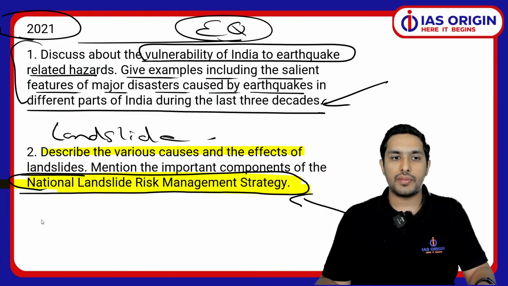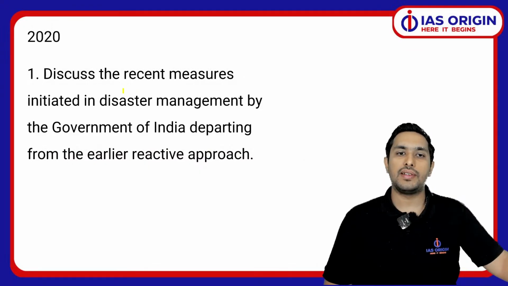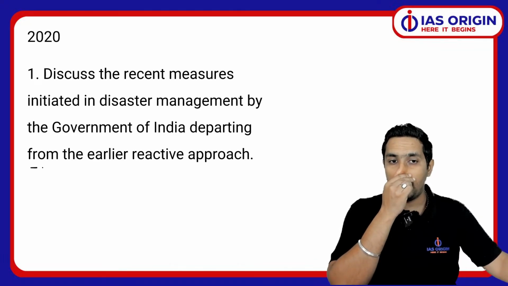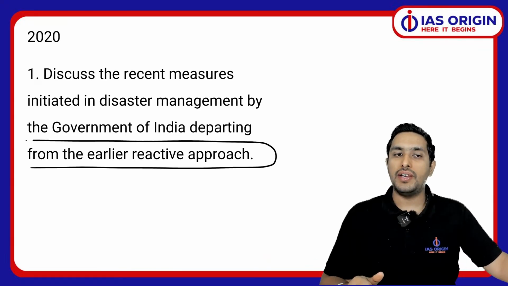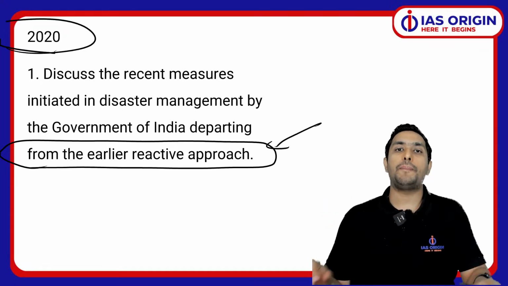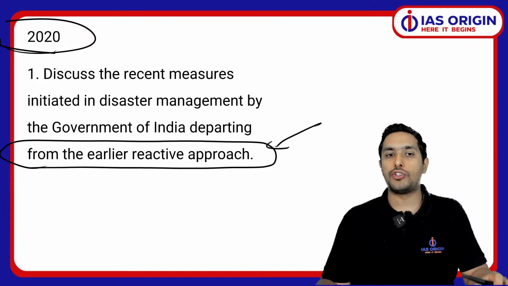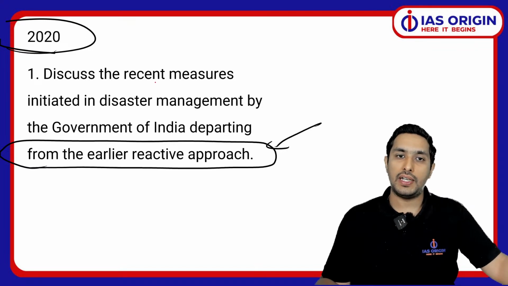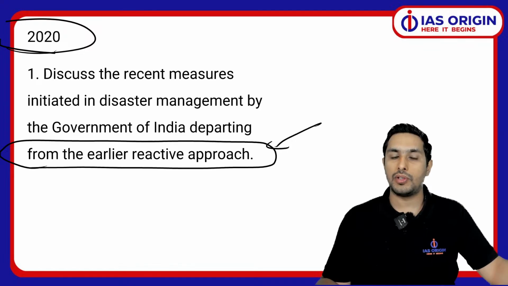ये clear है? चलो. Now in 2020, if I take you, we had a question like: discuss measures initiated in disaster management by the government of India, departing from the earlier reactive approach. Earlier we used to react when the disaster used to hit. Now we have a preemptive approach, that we are trying to make sure that we have got proper preparedness beforehand only. That when a disaster hits, unfortunately if it hits, we should be very well prepared in that particular case.